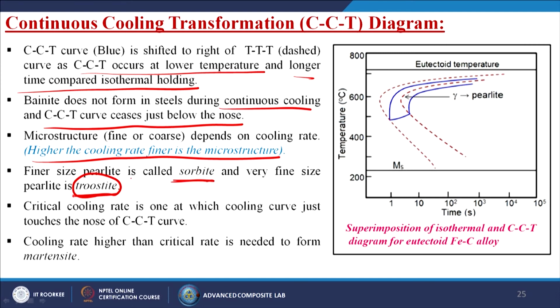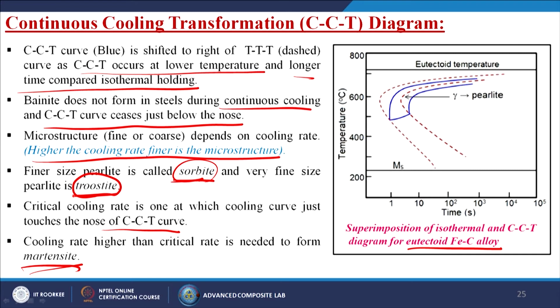So, fine-sized pearlite is called sorbite and very fine-sized pearlite is called troostite. Critical cooling rate is one at which the cooling curve just touches the nose of the CCT curve. A cooling rate higher than the critical rate is needed to form the martensite. So, it is the superimposition of the isothermal and CCT diagram for the eutectoid iron carbon alloy.